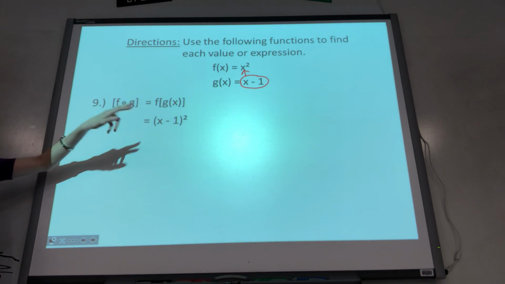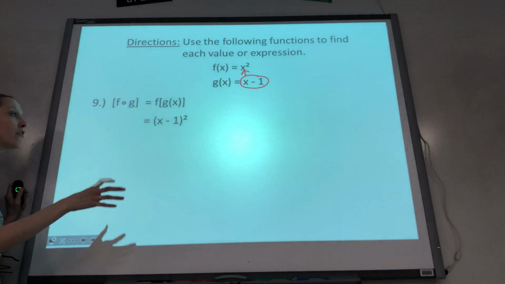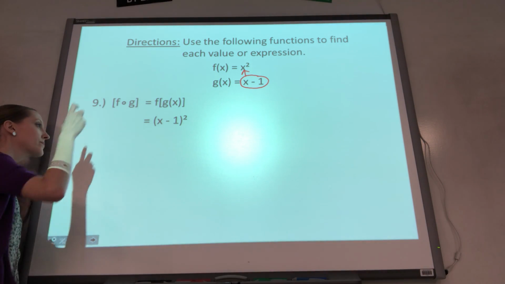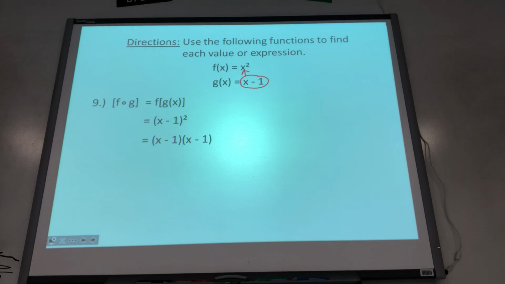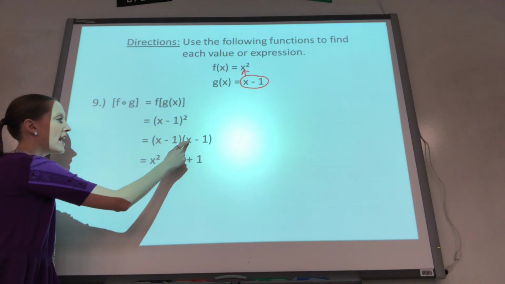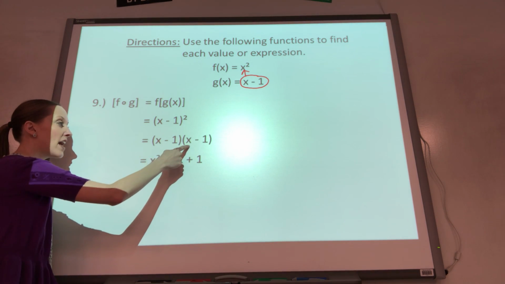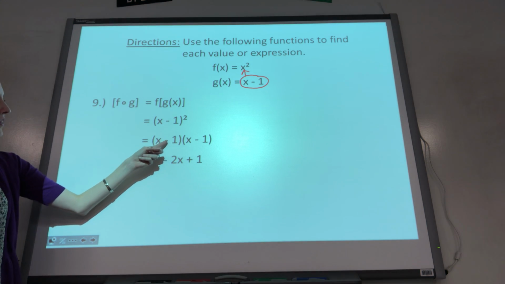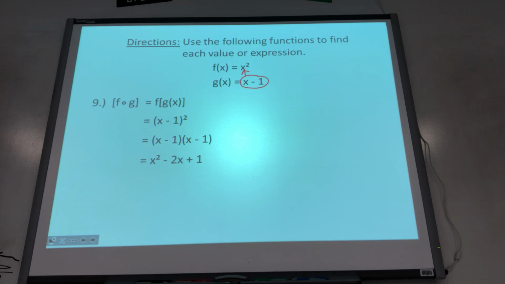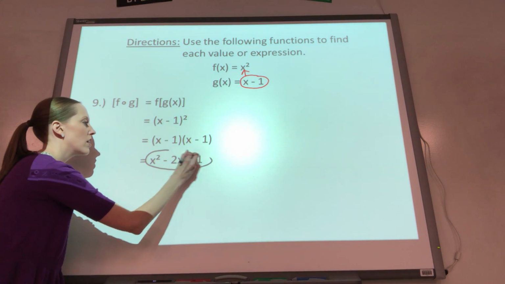So it's no longer x squared. Now it's x minus 1 squared. And I would like for you to go ahead and simplify that as much as you can. So we'll have to write it out twice and then FOIL it real quick. That turns into x squared minus x minus another x. I went ahead and made that minus 2x. And then negative 1 times negative 1 is positive 1. That would be our answer for f of g.